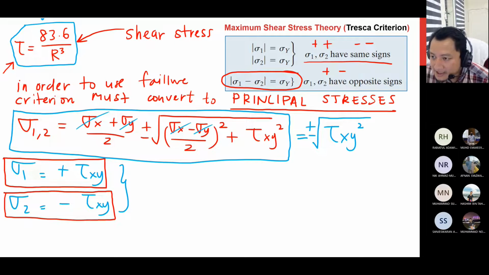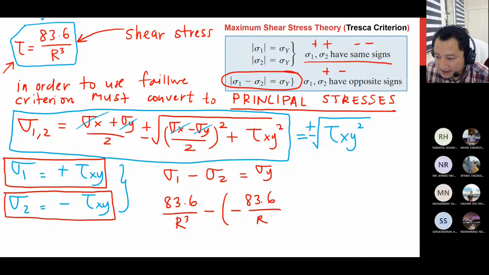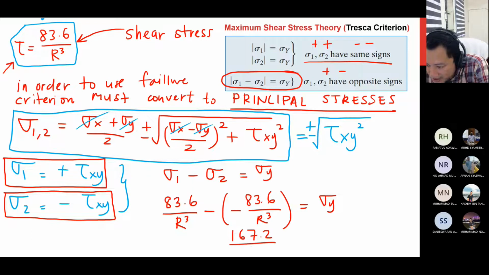Dia ada something called modulus ni. So, kita kena pakai sigma 1 tolak sigma 2 sama dengan sigma yield. So, plug it in. 83.6 bagi R kuasa 3 tolak negatif 83.6 bahagi dengan R kuasa 3 sama dengan yield stress. So, campur dua dapat apa? 83.6. 167.2 bahagi dengan R kuasa 3 sama dengan yield stress.